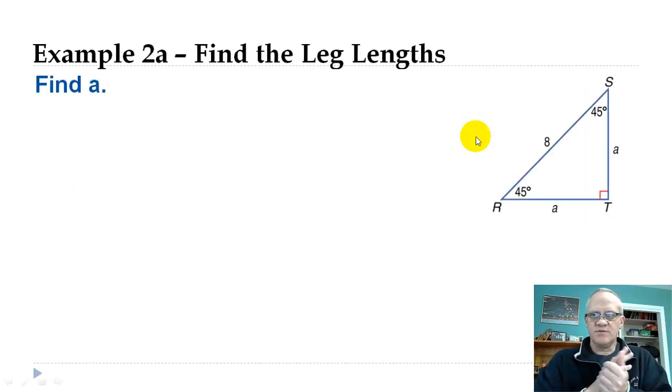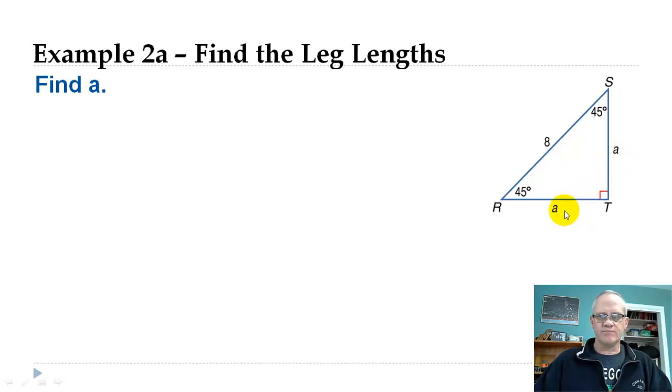All right, how about this now? We're still dealing with a 45-45-90 triangle. This time we know what the hypotenuse is. We're trying to find the length of the leg. Now these are both the same, A and A, so they're both the same.